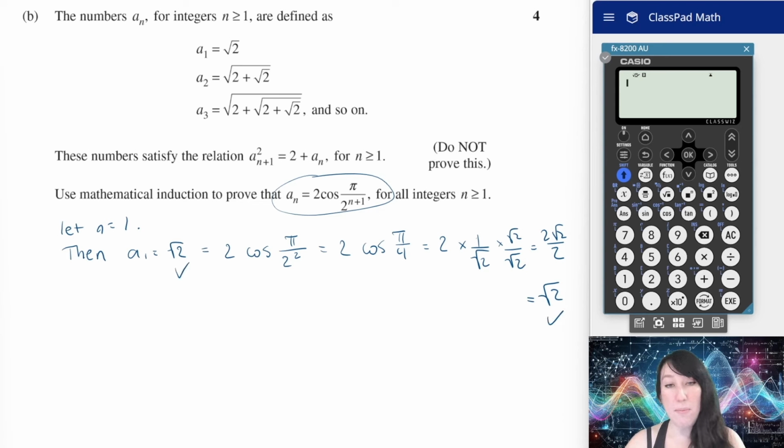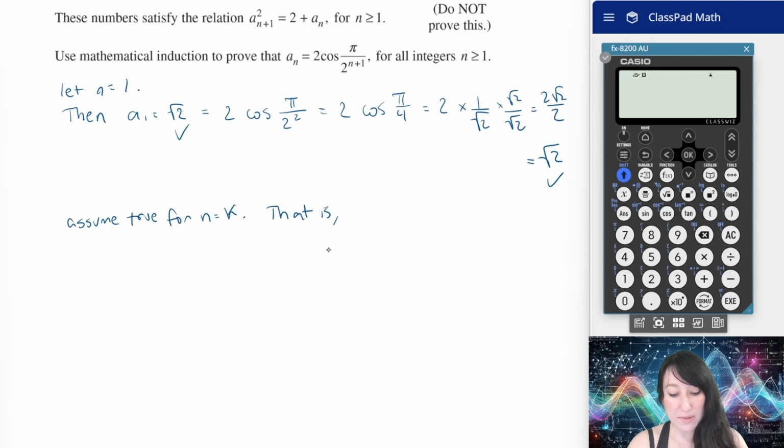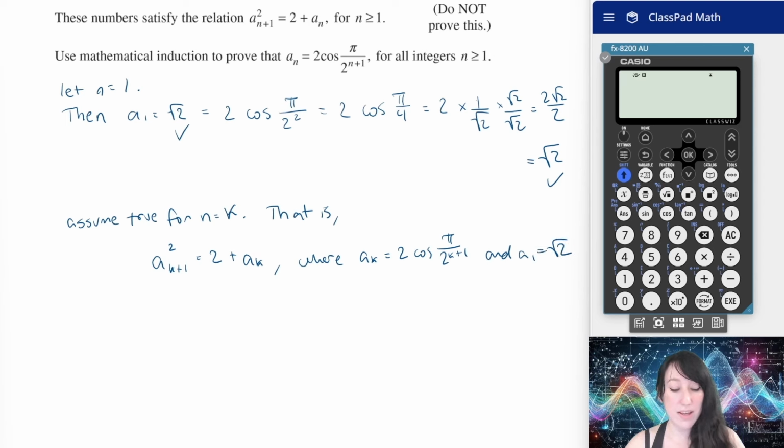Now we assume it's true for some n equals k. Now, it'll be difficult to express something like this for the kth term. So let's use this relation to express a_k. So what we'll say is a_(k+1) squared equals 2 plus a_k, where a_k is equal to 2 cosine of pi over 2 to the k plus 1, and a_1 is the square root of 2, the first term of that relation. And putting that together means a_(k+1) squared equals 2 plus 2 cosine pi over 2 to the k plus 1.